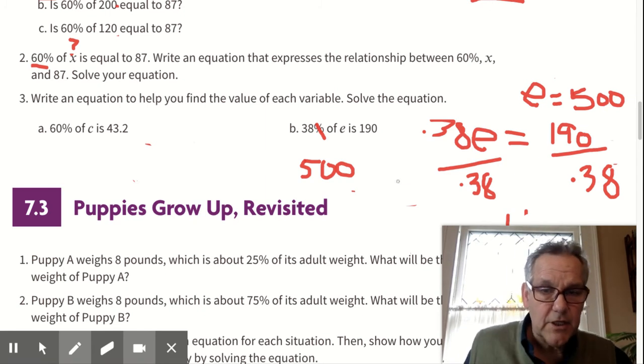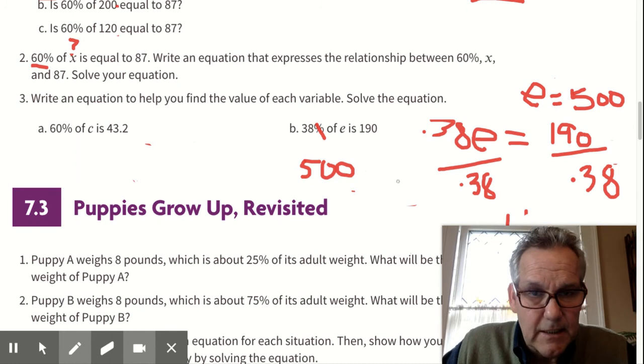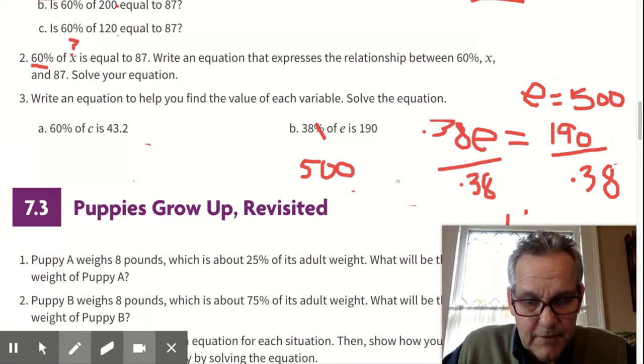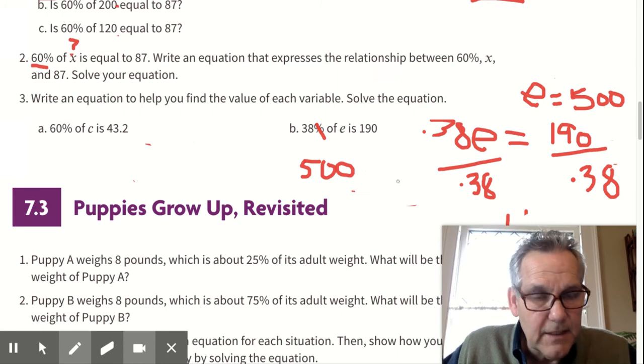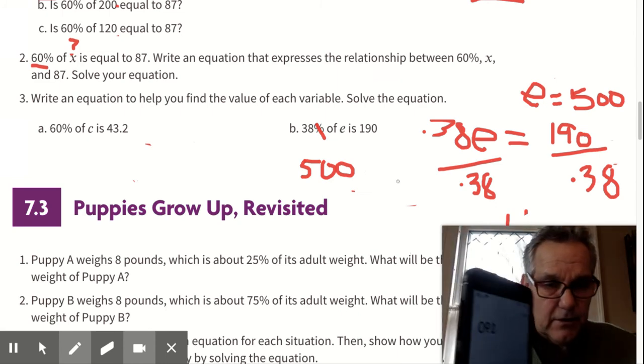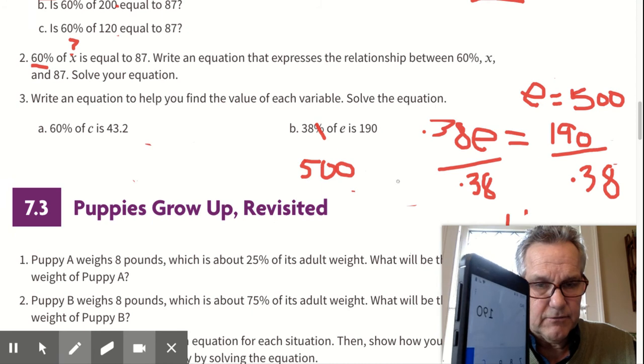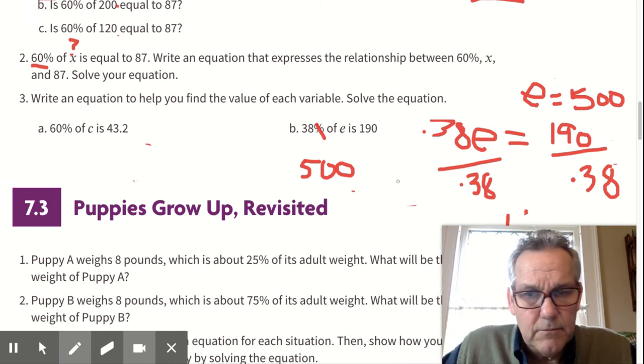The other way I can check, boys and girls, is I can take 0.38 and multiply it by 500. And that equals, sure enough, 190 when I put it in my calculator. Of course, you're going to see that in reverse, I think. So that's the way that works.